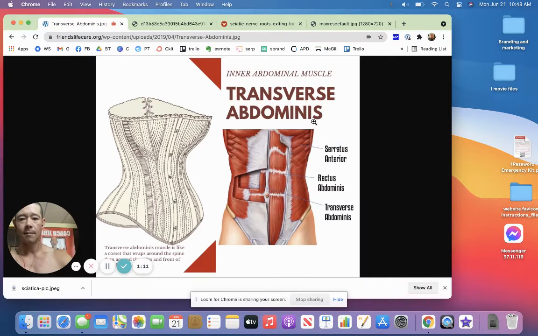Now let's take a look at the lumbar spine. So here's the front of the lumbar spine. This is what most people think of as the core. And when most people think of core, they think of these six-pack muscles here, which is your rectus abdominis. But it's actually the deep layers of the core that provide the stability in the spine to prevent things like sciatica from occurring.